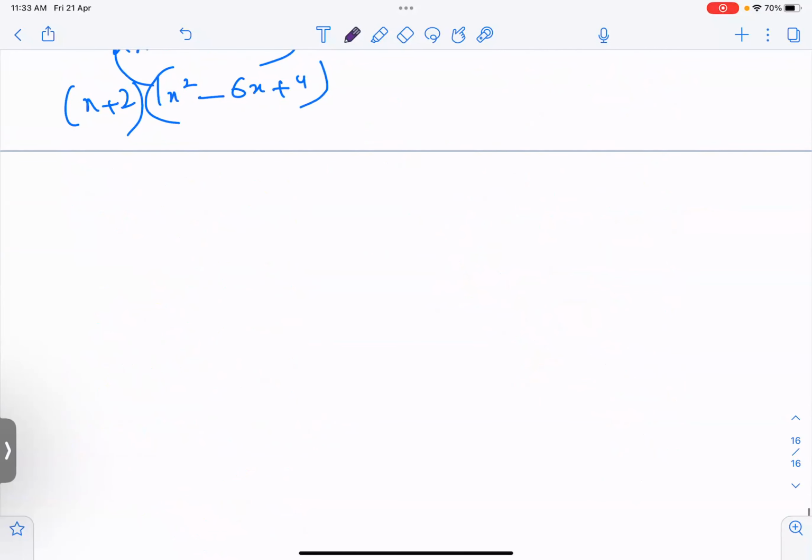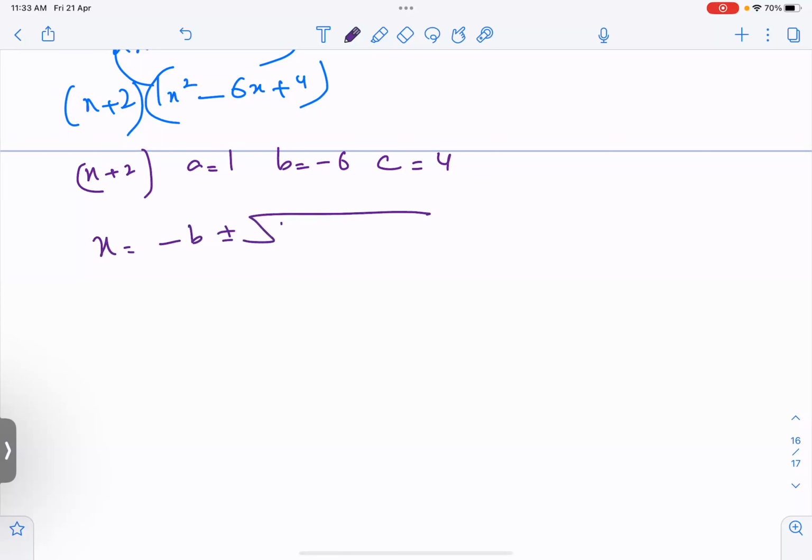How do I go about breaking? Either you break the middle term, but in this question it is not possible to break the middle term, because if you break the middle term, the factors of 4 are 2 and 2, which does not give you 6, so you will apply the quadratic formula here. Okay? So this factor is as it is; the value of a is 1, the value of b is -6 and the value of c is 4. X equals to -b plus minus root of b square minus 4ac upon 2a.